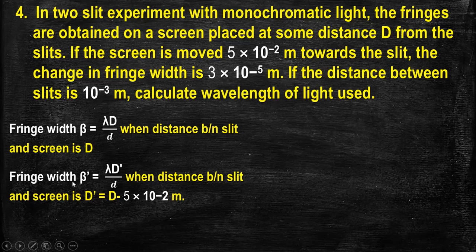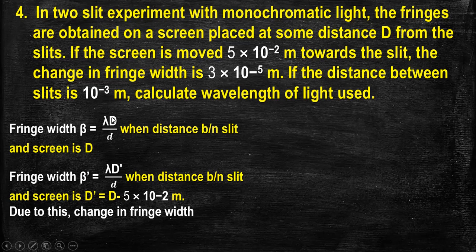Then there is a change in the fringe width. That fringe width will be called beta dash. When the distance between slit and screen is D dash, it will be reduced by this much. So D dash equals D minus 5 into 10 to the power of minus 2 meter. The change in fringe width is also given. Change in fringe width means beta minus beta dash. It is not beta by beta dash.